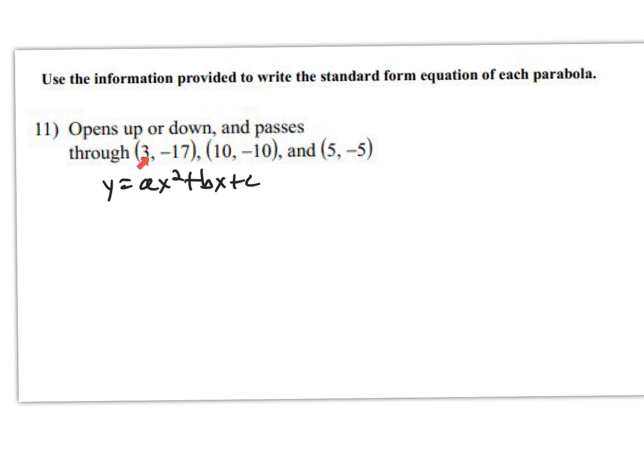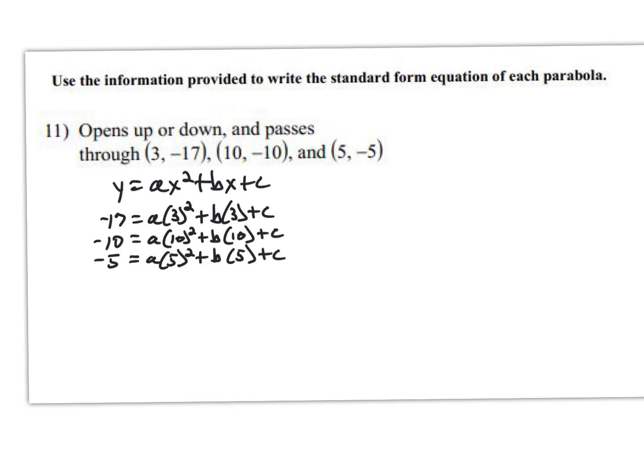Now, in each one of these points, we have an x and a y. So we're going to write an equation replacing x and y for all 3 of these points. So we're going to have 3 equations, and we're going to have to solve a system of equations. So here you can see the 3 equations where I've replaced y. For the first point, (3, -17), I wrote -17, which is y, equals a times x, which is 3 squared, plus b times x, which again is 3, plus c. And then I did the same thing for these 2 points.